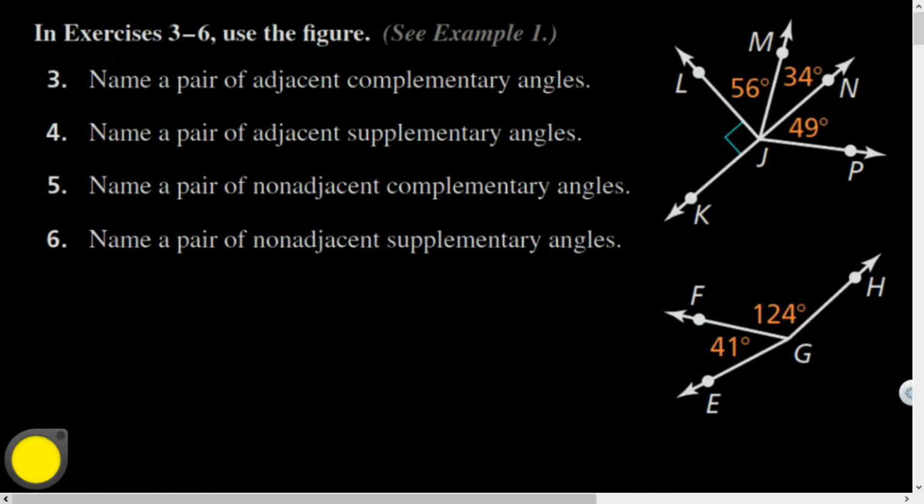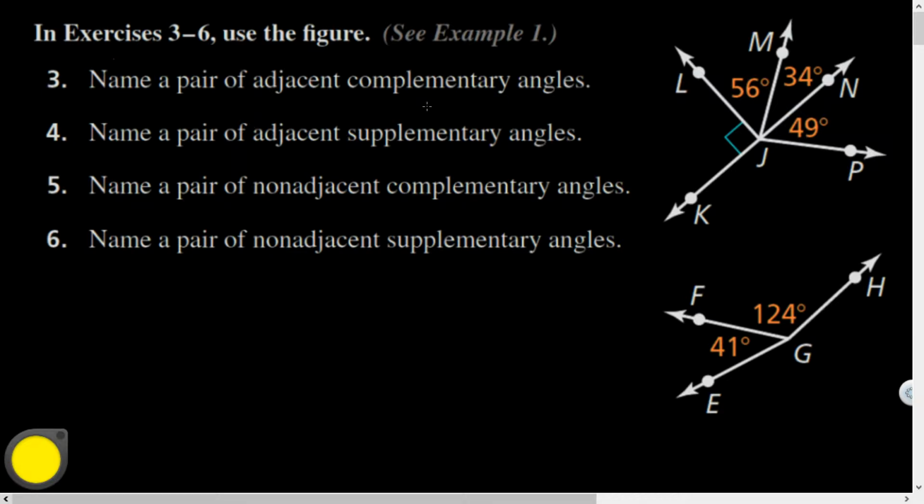Greetings and welcome, friends. We've been talking about angles and types of angles and names of angles and vocabulary, angle pair relationships, if you will. So here we go. Let's just go through these quick. I figured I'd just hit all of these.